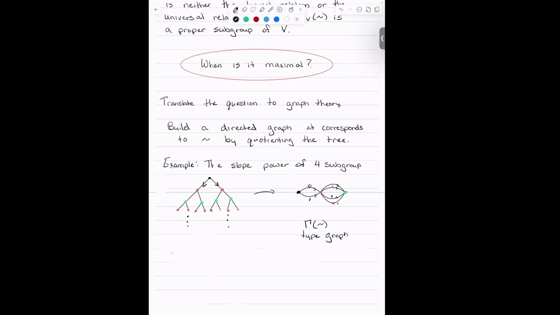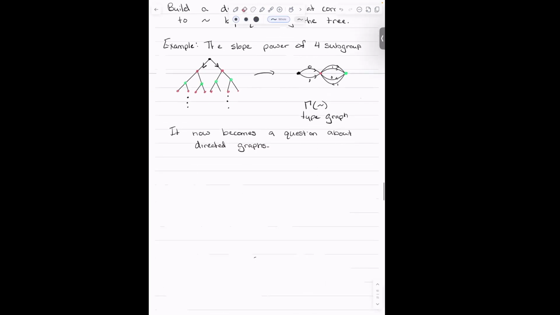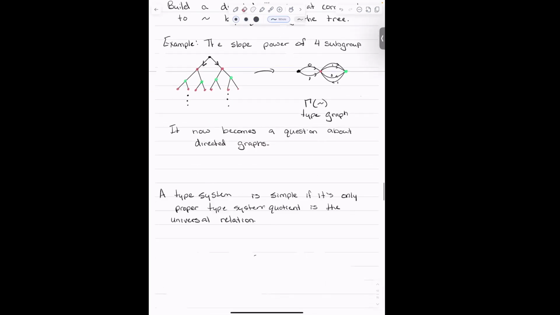All right. So now it's a question about directed graphs. What can we say about these directed graphs? We'll say that a type system is simple if its only proper type system quotient is the universal relation. Meaning, if I glue together two of my equivalence classes and then do whatever I need to make sure it's still a type system, the only possibility I get is the relation where everything is identified. If that happens, we say the type system is simple.